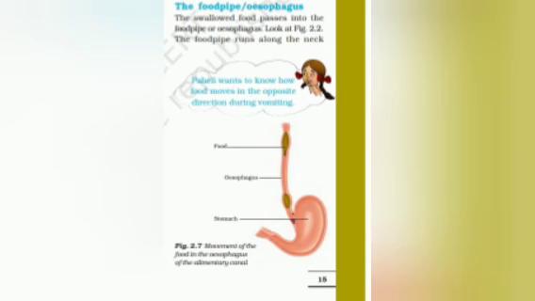The solid food it passes into the food pipe or the esophagus. You can see the picture over here. The food pipe runs along the neck and the chest. The food is pushed down by movement of the wall of the food pipe. Food pipe की wall है, it does some movement. उसका जब food जो है आगे से रखता है.